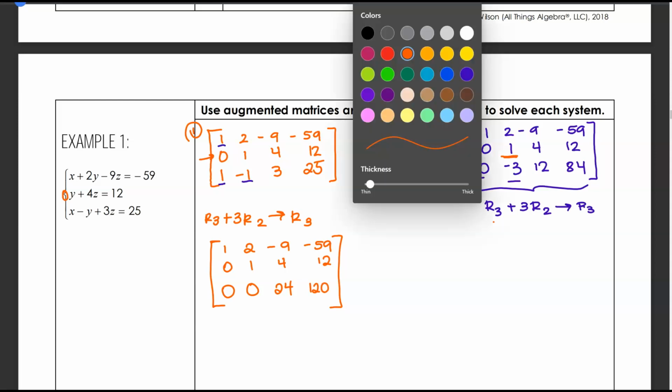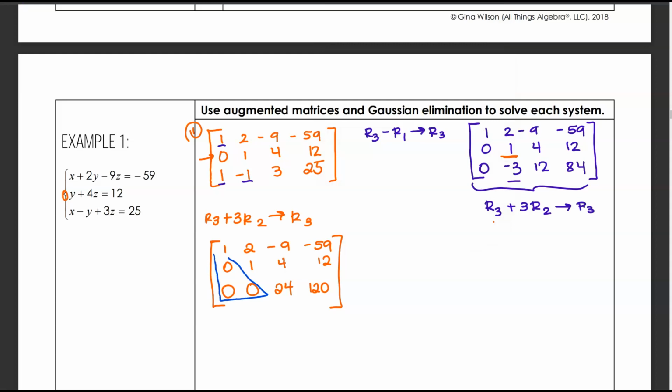Okay, so notice how close we are. We have that lower triangle right here. Right, we were able to do that. So now what we want to do is make sure that we can turn this into a 1. The way that we're going to do that is we're going to take 1/24 times row 3, and so we're applying this transformation to row 3.